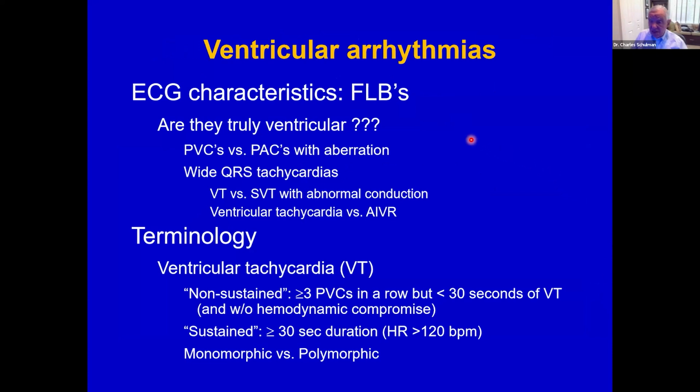So that leads us to ventricular arrhythmias. Some of these things stick out like a sore thumb. I call them funny looking beats, FLBs. Are they truly ventricular? That is, PVCs versus PACs with aberration. In terms of wide complex tachycardia, are you dealing with VT, or are you dealing with SVT with abnormal conduction? Definitionally, VT is more than 3 PVCs in a row.